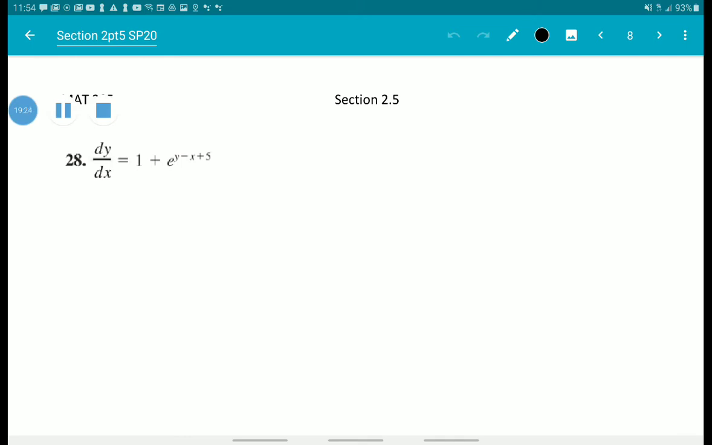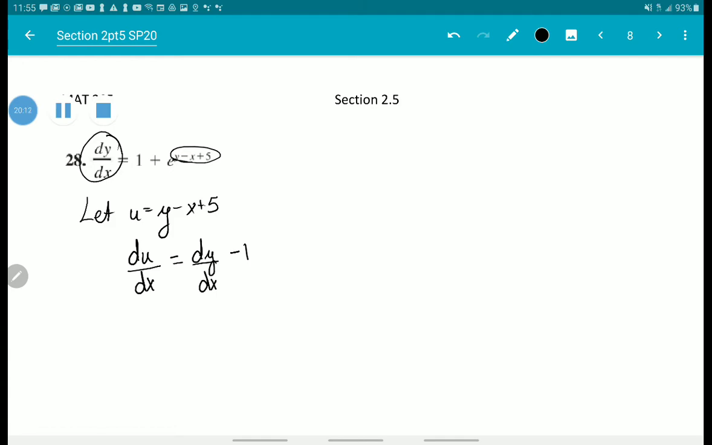So we have dy over dx equals 1 plus e to the y minus x plus 5. Let's let u be that y minus x plus 5. So if that's what we're going to choose for u, then the derivative of u with respect to x would be dy over dx minus 1, and then the derivative of 5 is 0. So what do we need substitutions for? Well, we're substituting in for this, and we also need a substitution for this. So we need to tweak this so that we have dy over dx by itself. So to do that, we're going to move that 1 to the other side. So that means du over dx plus 1 is equal to dy over dx.